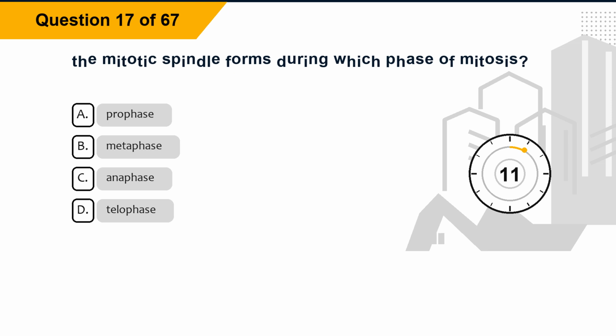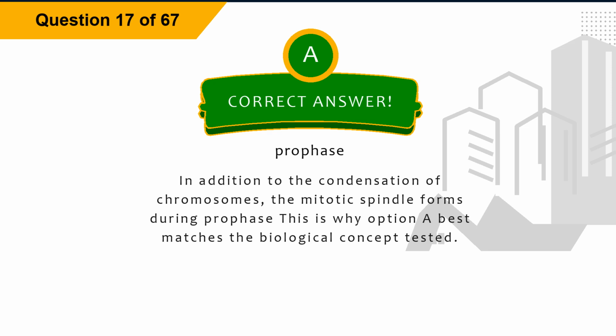Question 17. The mitotic spindle forms during which phase of mitosis? Option A, prophase. Option B, metaphase. Option C, anaphase. Option D, telophase. The correct answer is option A, prophase. Explanation: In addition to the condensation of chromosomes, the mitotic spindle forms during prophase. This is why option A best matches the biological concept tested.